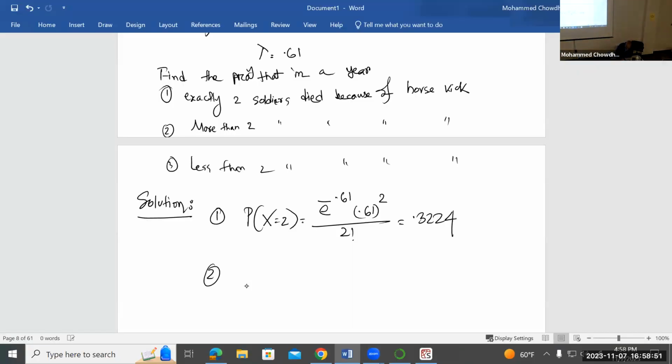Next one is more than 2. So probability of x greater than 2, which we can do as 1 minus probability of x less than or equal to 2, right? Which I can write as 1 minus stats.poisson.cdf, if I am correct, equal to 2. And then I have 0.61 as the rate. Let me see whether it will work or not.